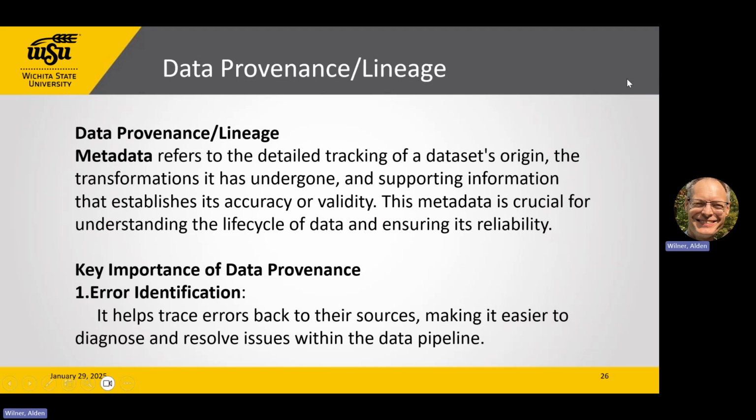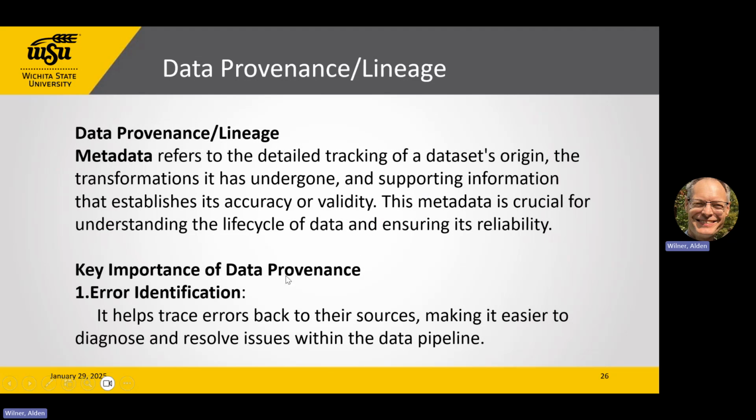That maintains the detailed tracking of the data set's origins, the transformation, the code that you have used to change it into a useful format, the supporting information that says this is where I picked it up and who created it to establish its accuracy or validity. This was just a plain old website. It had no security on it. It was just an HTTP site. When I tried to load it up in my Chrome browser, it says this is an insecure website. Don't trust this. I did anyhow. That's not good data provenance, right? But this is crucial for understanding the life cycle data and ensuring its reliability.